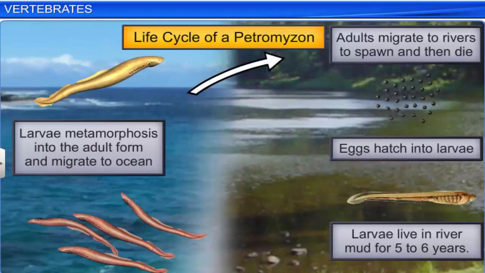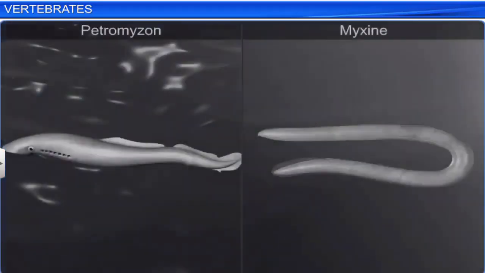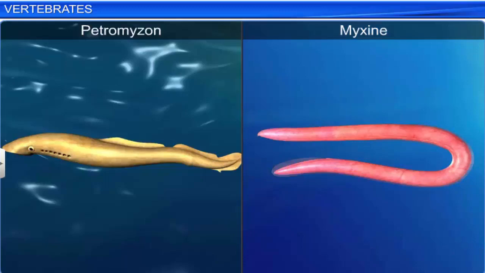The life cycle of cyclostomes is unique. They migrate to fresh water to spawn and die within a few days, leaving their larvae, which, after metamorphosis, return to the ocean. Petromyzon and Myxine are examples of cyclostomes.